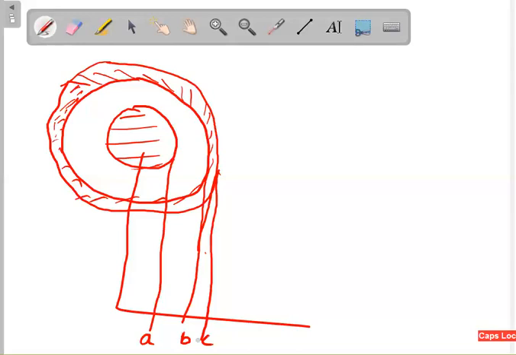Did you get some idea about electric field nature in different configurations? With this I will stop. If you have any other doubt, any question, you can ask.